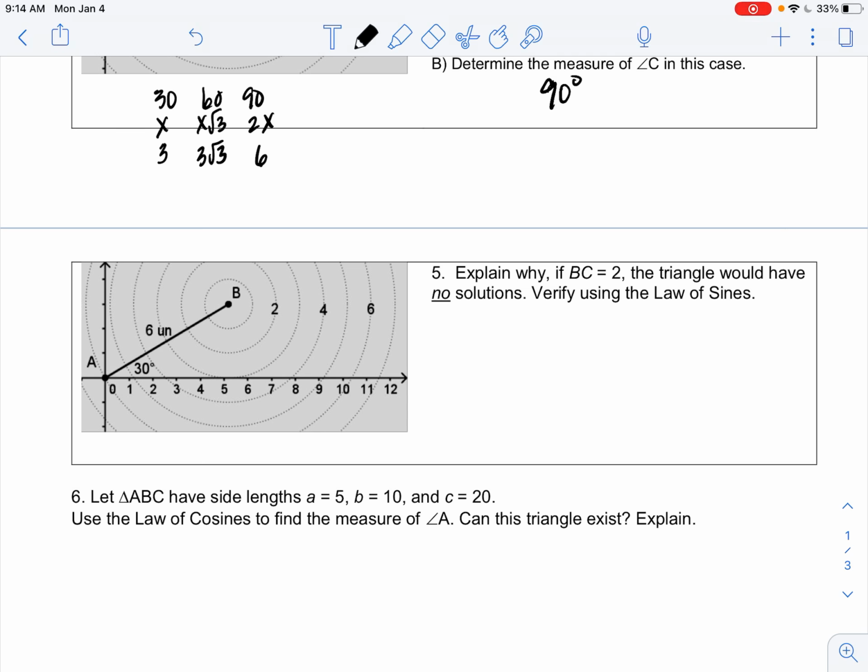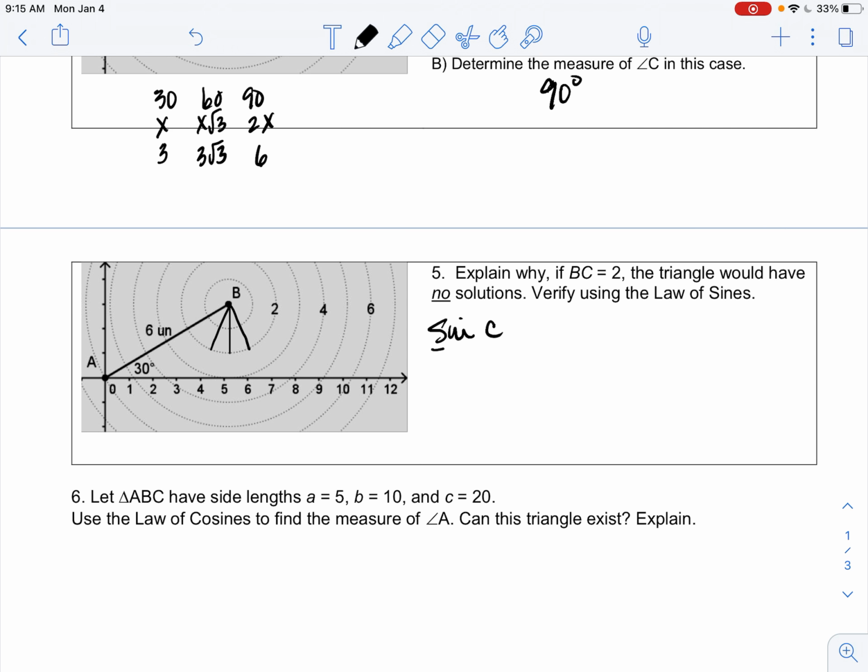Okay, one last problem, number 5. Explain why if BC is 2, that means I'm going to stop 2 units from B. Is there anywhere 2 units from B that's going to connect to the x-axis? No, this is not going to work. Okay, so it does ask us to verify using the law of sines.